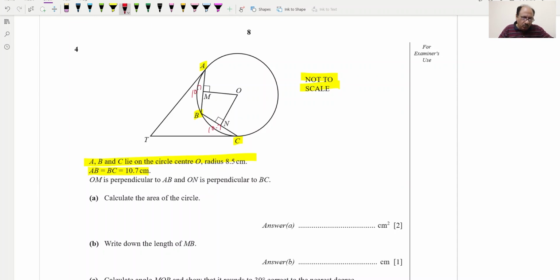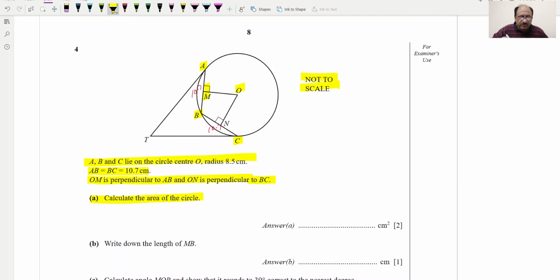Now OM is perpendicular. O is over here and M is this one. So it means that they have indicated also this is 90 degrees. Now OM is perpendicular to AB and ON is perpendicular to BC. Calculate the area of the circle.